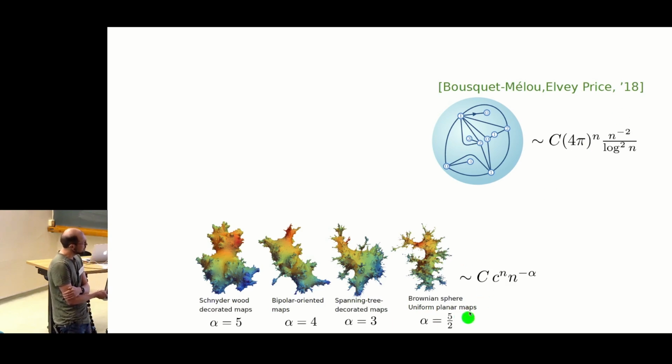If you look at, for instance, uniform triangulations or uniform quadrangulations, then it's well known that this exponent will be 5/2. And as Gregory explained to us, the scaling limit of many families of planar maps is that of the Brownian sphere. But if we decorate maps with various statistical systems, like decorations by a spanning tree, then we can get different exponents.